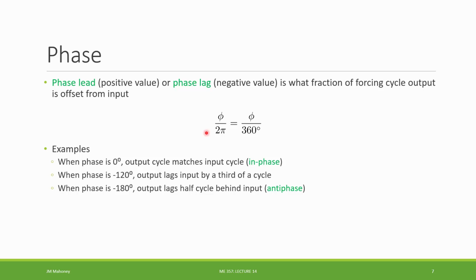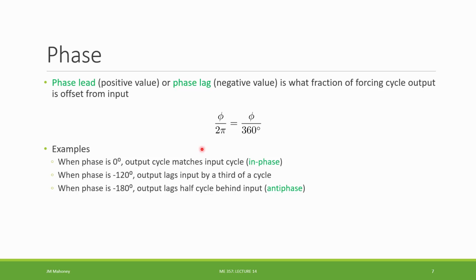So for example here, if we get a phi of 0 or a phase of 0 degrees or 0 radians, then the output cycle matches the input cycle. There is no lag. What this is telling us is the time when we have a peak in the output matches the times when we have a peak in the input. And we call this being in phase if the phase is 0 degrees. When the peaks match and the troughs match, we are in phase.